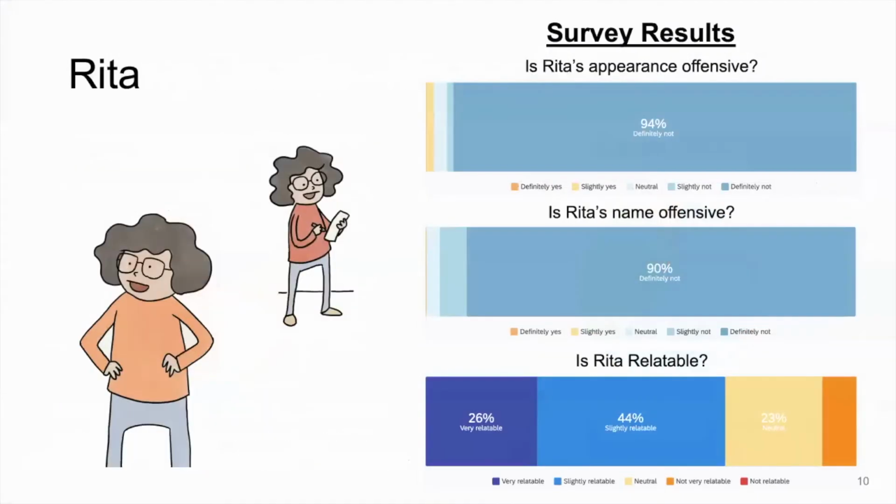Rita was our first character created, and although she was not named after a famous scientist, the artist that made our statistical vignettes created Rita as a depiction of herself. Overall, survey takers found Rita to be relatable and liked that she had short curly hair and glasses.